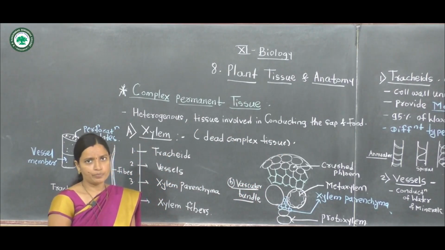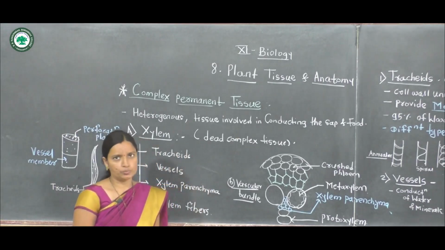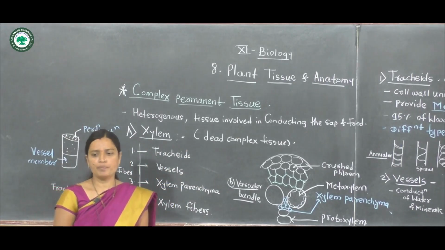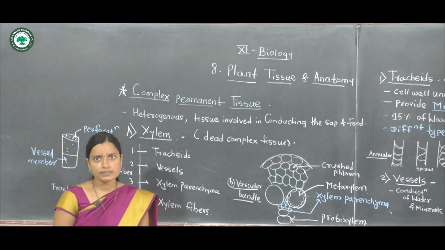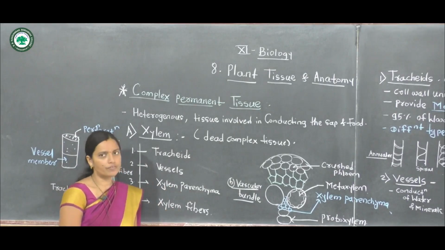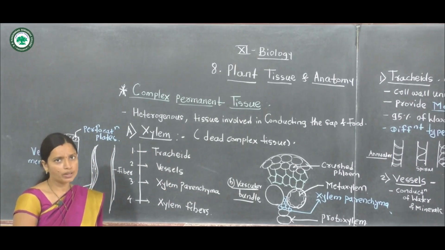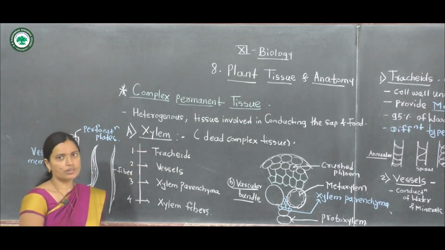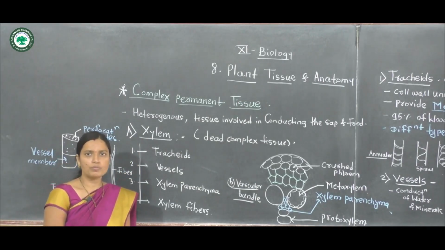The first tissue is xylem. The xylem is a dead complex tissue, and it has various components, meaning different types of cells are present in xylem: tracheids, vessels, xylem parenchyma and xylem fibers. These are the four types of cells found in the xylem tissue, and xylem's most important function is conduction of water through the plant body.